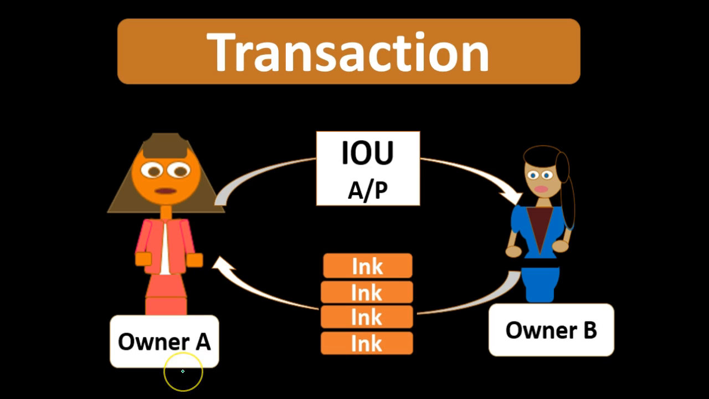So for example, owner A would say that we now have ink, so the account of ink would go up. We haven't paid cash yet, cash hasn't gone down yet, but we do have an IOU, and we would record the fact that we have that IOU, which would be a liability.